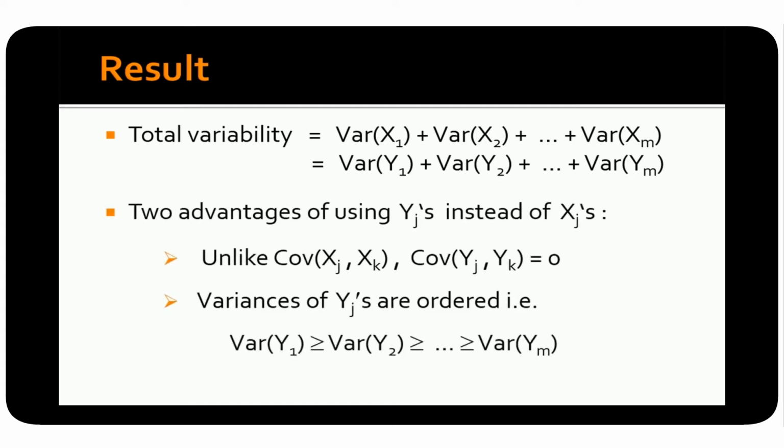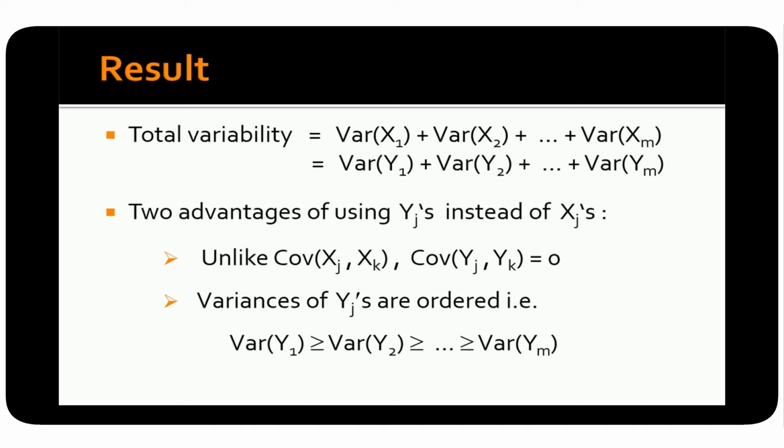But now remember that the variance of y1 is the largest of the variances. So, we have the yj's ordered according to the variances: the variance of y1 is greater than the variance of y2, which is greater than the variance of y3, and so on and so forth. And moreover, unlike the covariances between xj and xk, the covariance between yj and yk is equal to 0, because the coefficients aj's are orthogonal among themselves. So, this makes the variables yj uncorrelated with each other.